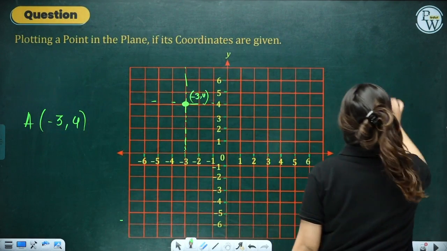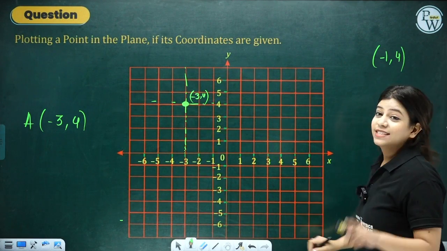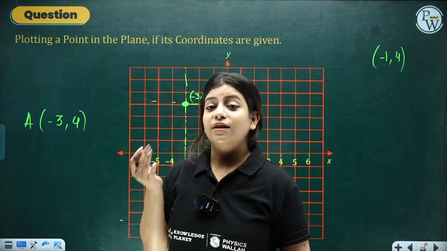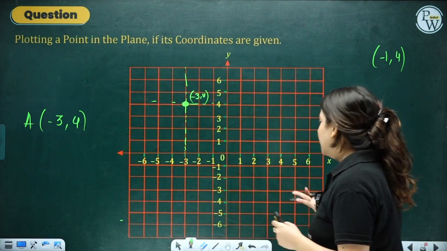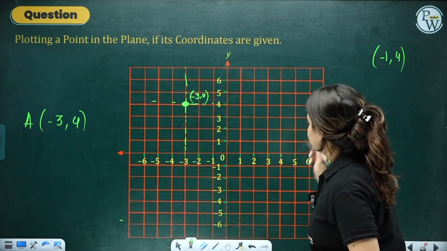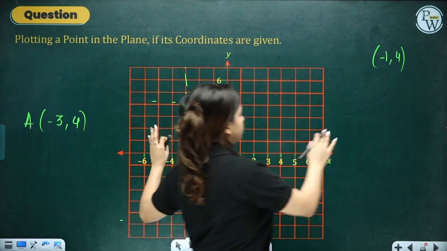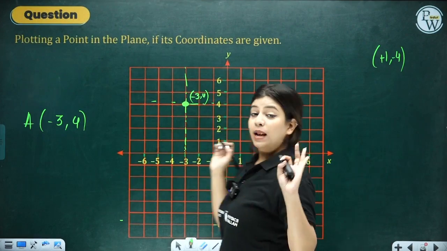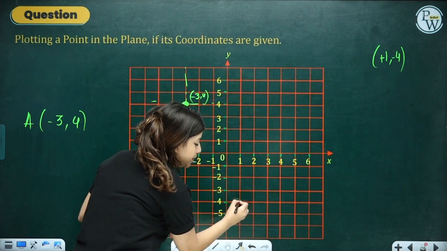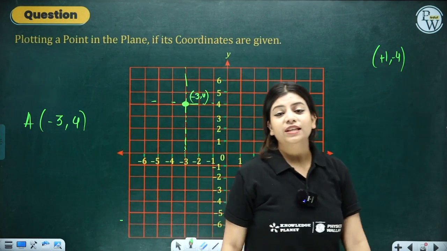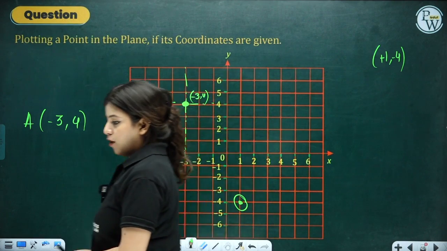For example, we have a point (-1, 4). That is, x is negative, y is positive, and that point will lie in the second quadrant. Let us say this is +4 and -4, +1 and -1. Now take the point (1, -4): +1 is this, -4 is this, and the point will lie in the fourth quadrant. So this is how we locate a point in the given Cartesian plane that is in front of us, right?